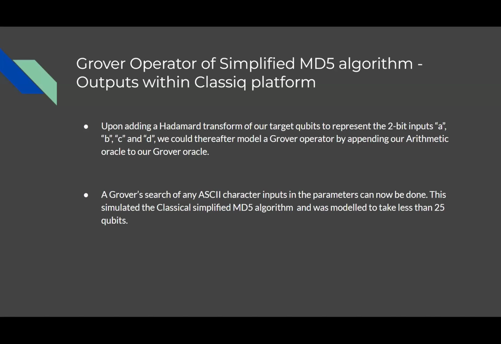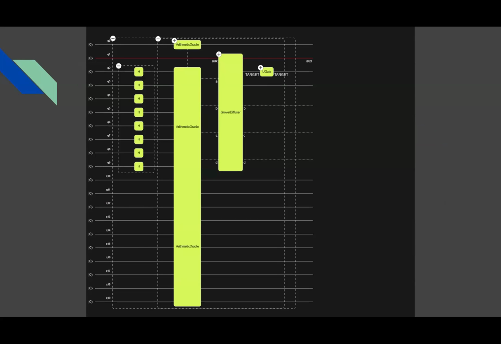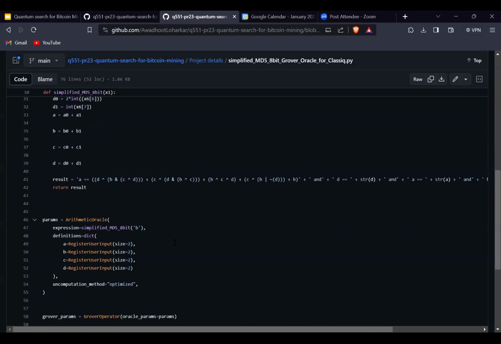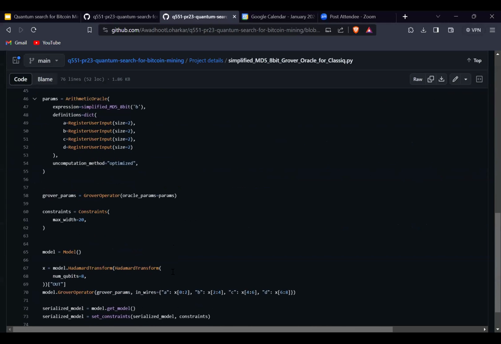If you add the Hadamard transform to the target qubits, which are the 2-bit inputs encoding for A, B, C, and D, you can then model a Grover operator for that, which is going to contain an arithmetic oracle and a Grover oracle. And so a Grover search of the ASCII character B will actually return something. Let's first see the code, just to see the Hadamard transform that you have to add. The Hadamard transform is down here: model.hadamard_transform. Then the parameters are here, where you have model.grover_operator in orange. Then you have A, B, C, D. You're modeling those inputs on the arithmetic oracle to form a Grover operator.